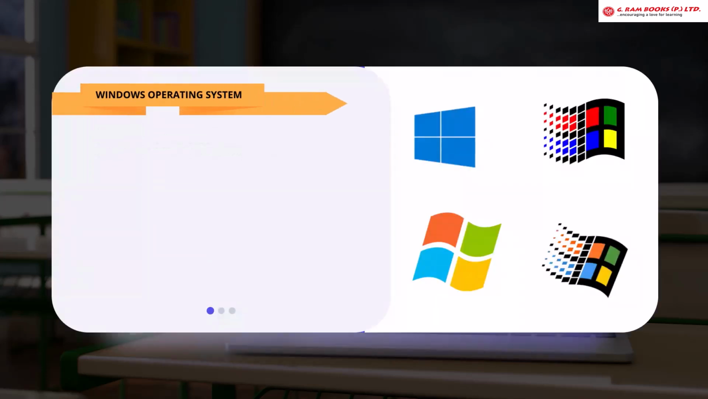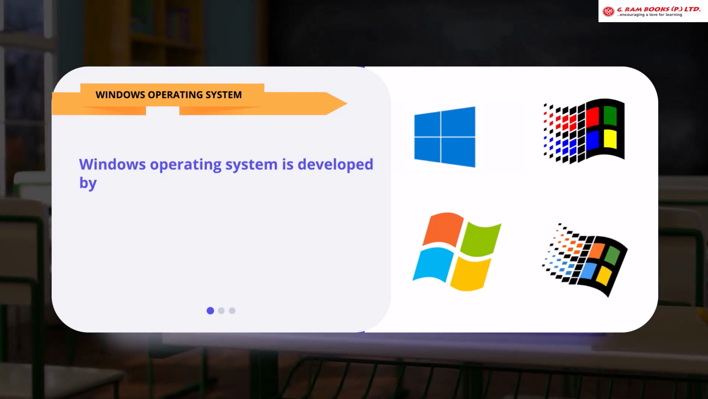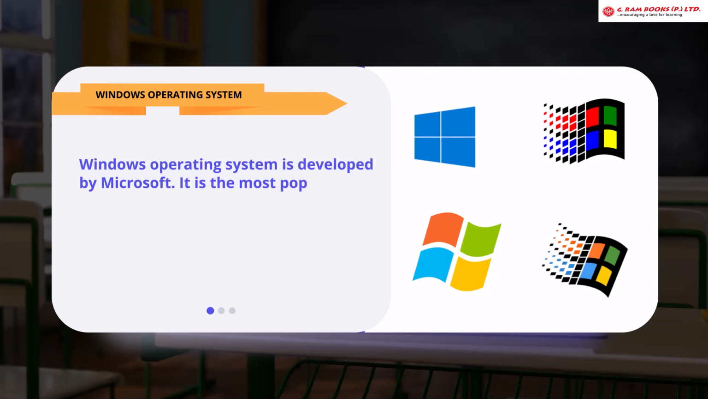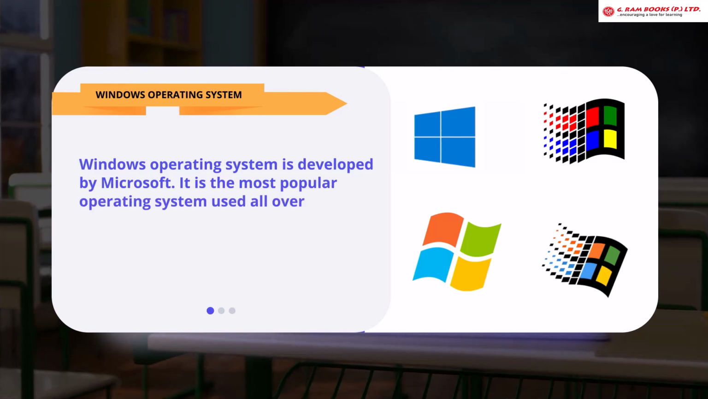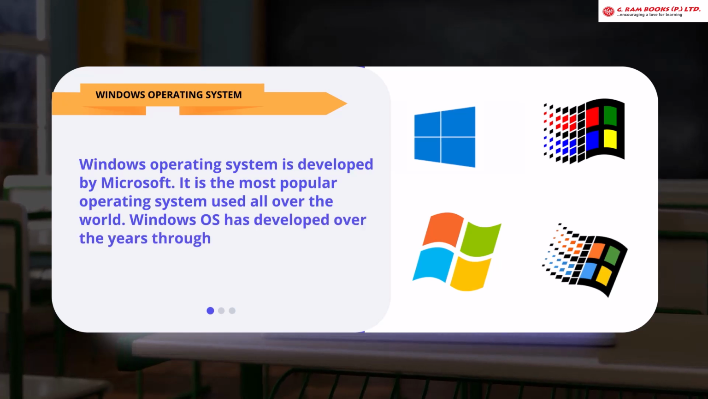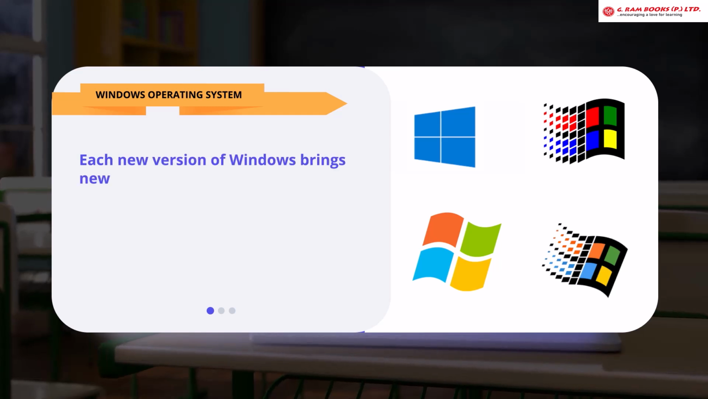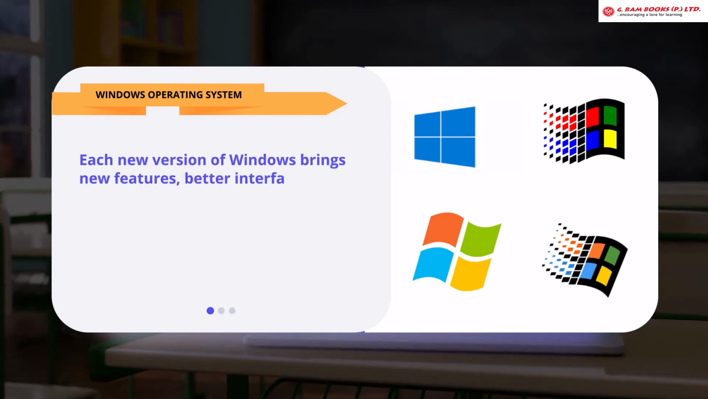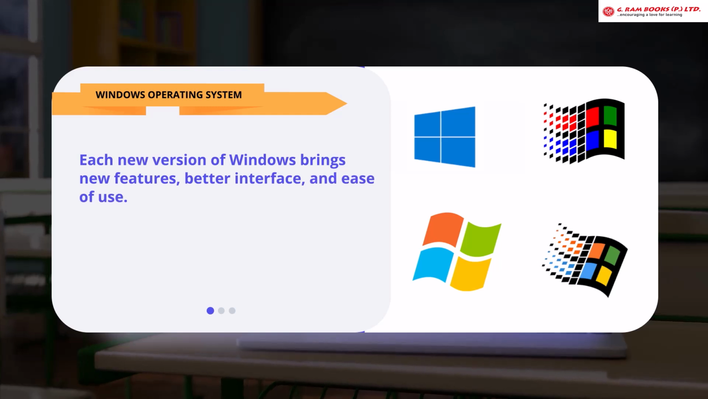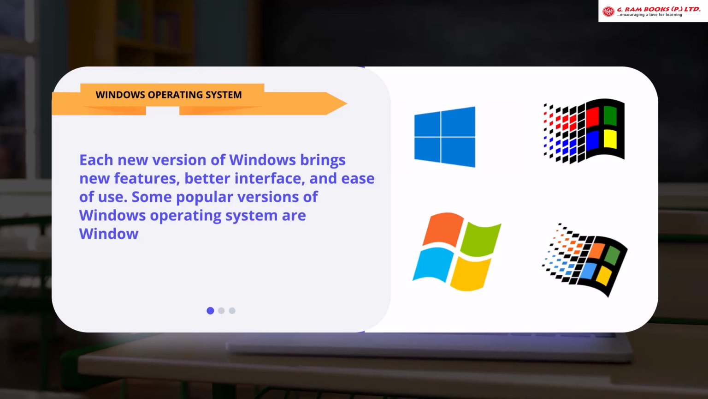Windows Operating System. Windows Operating System is developed by Microsoft. It is the most popular operating system used all over the world. Windows OS has developed over the years through a series of versions. Each new version of Windows brings new features, better interface, and ease of use. Some popular versions of Windows operating system are Windows 95, Windows XP, Windows 7, and Windows 10.